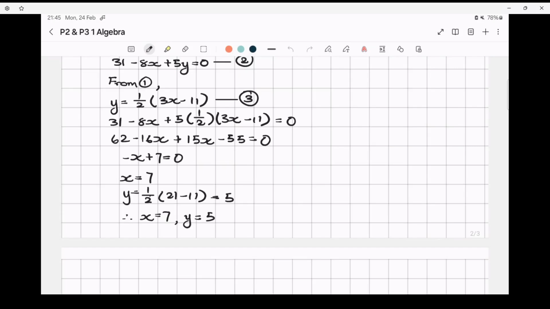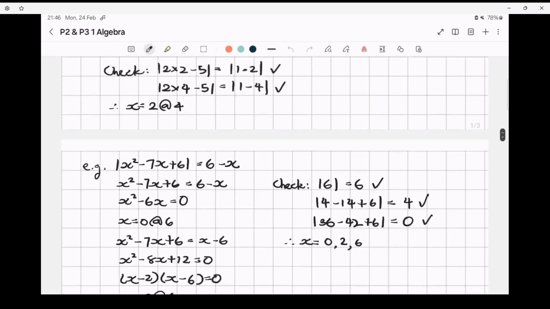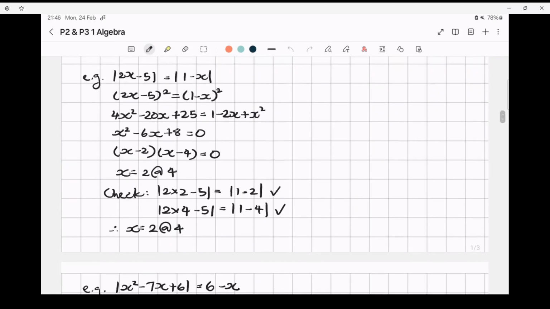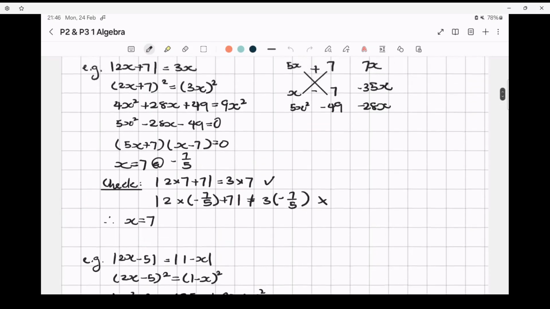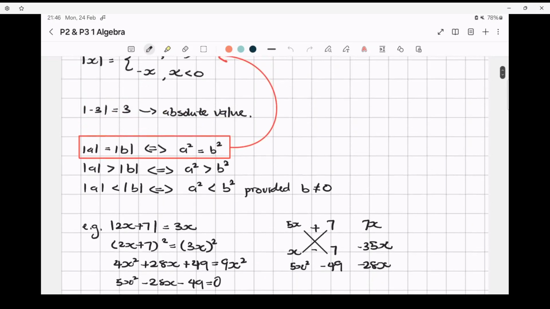For these two methods, it's better if you use the algebraic method. It's better that you check your answer because sometimes without sketching the graph, you don't really know whether you got the correct solution or not. Alright.